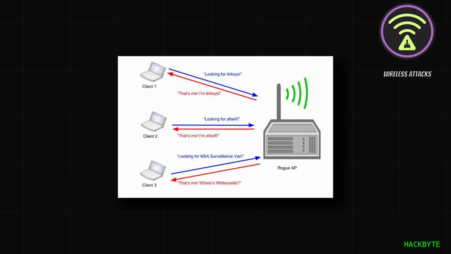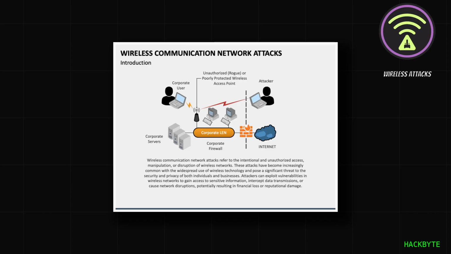Defenders should use modern standards like WPA3 and Enterprise 802.1X, segment guest Wi-Fi from internal networks, and use intrusion detection for rogue APs. Educate users to avoid connecting to untrusted hotspots. Physical awareness and network controls go hand in hand.